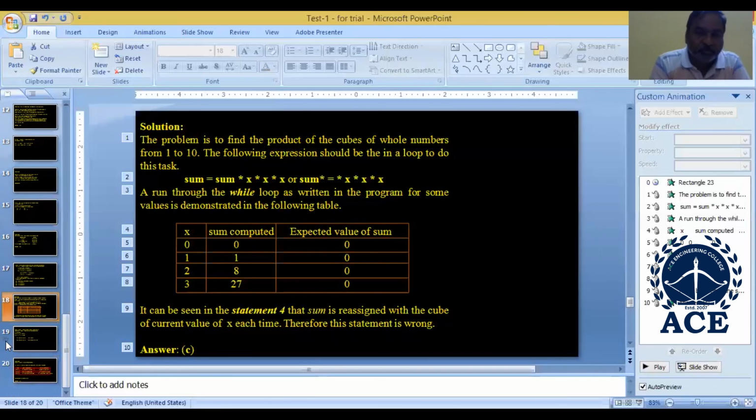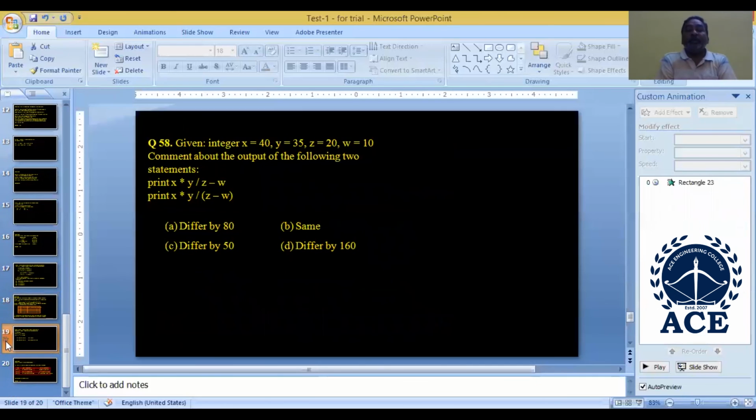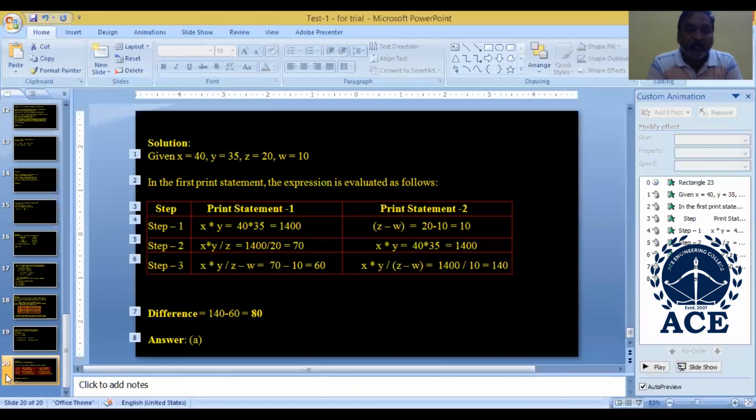The last question, question number 58. Given integers x is equal to 40, y is equal to 35, z is equal to 20, and w is equal to 10, comment about the output of the two statements. Print x star y by z minus w, and print x star y by z minus w with z minus w in parentheses, that is, the difference z minus w is the divisor now.